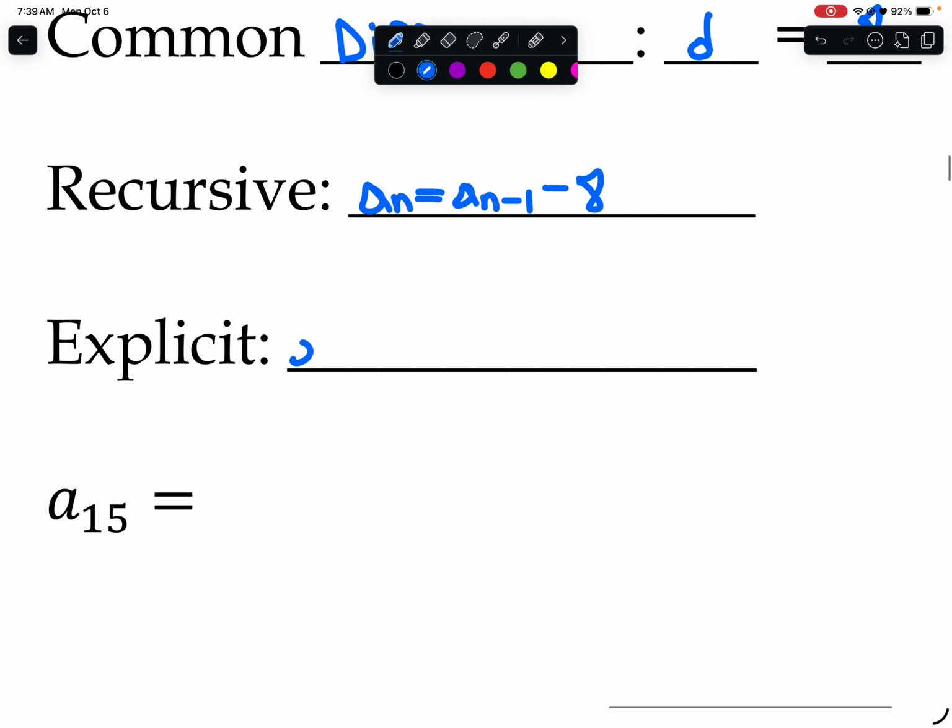And then your explicit form here, a sub n is going to be equal to your first term, which in this case is 45, plus n minus 1. And then because your common difference is negative, you can't just write a negative 8 at the very end, because this looks like I'm just subtracting 8. So what you've got to be careful about is when it's negative, you have to put it in parentheses.